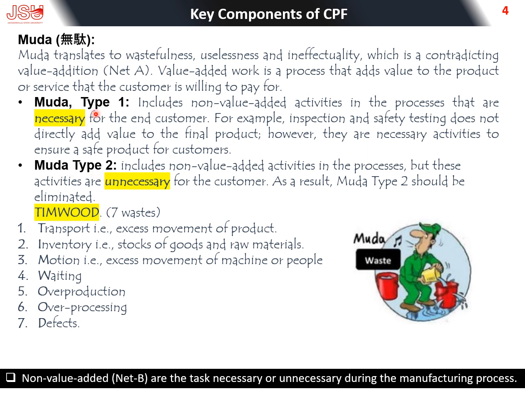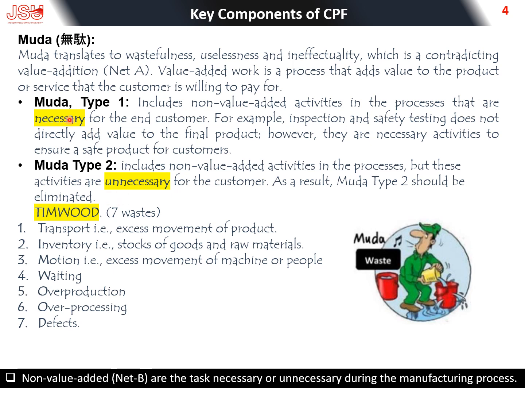MUDA Type 1 includes non-value added activities in the process that are necessary for the end customer. For example, inspection and safety testing does not directly add value to the final product. However, they are necessary activities to ensure safe product for our customers. MUDA Type 2 includes non-value added activities in the process, but these activities are unnecessary for the customer. As a result, MUDA Type 2 should be eliminated.